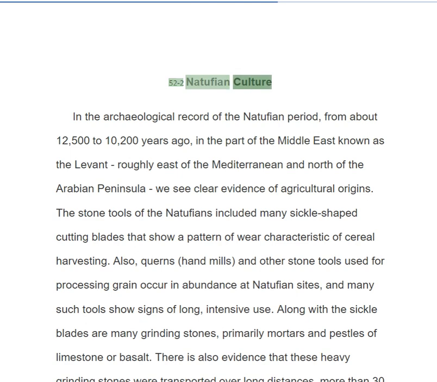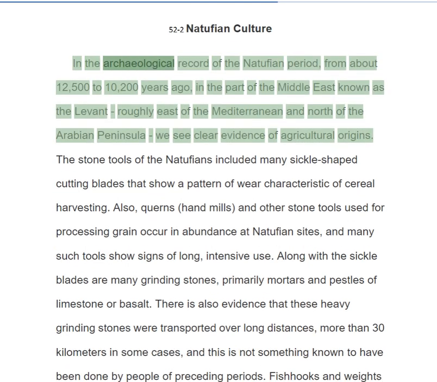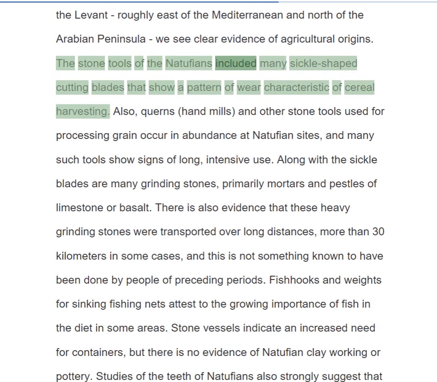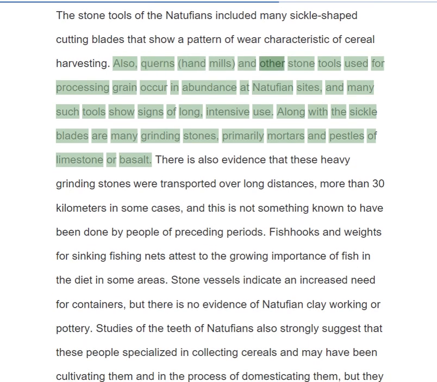Natufian culture. In the archaeological record of the Natufian period, from about 12,500 to 10,200 years ago, in the part of the Middle East known as the Levant, roughly east of the Mediterranean and north of the Arabian Peninsula, we see clear evidence of agricultural origins. The stone tools of the Natufians included many sickle-shaped cutting blades that show a pattern of wear characteristic of cereal harvesting. Also, querns and other stone tools used for processing grain occur in abundance at Natufian sites, and many such tools show signs of long, intensive use.